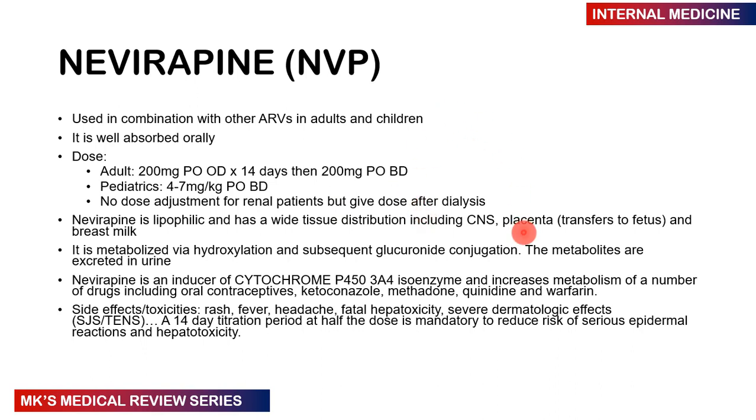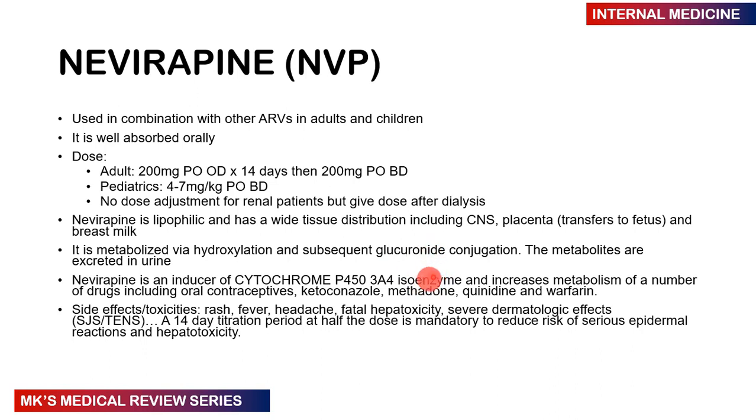Now remember that it is lipophilic and has a wide tissue distribution, so it can enter into the CNS. It can cross the placenta and go to the fetus. It can also cross into breast milk. Most of it is metabolized by hydroxylation and subsequent glucuronide conjugation. Then, of course, the metabolites are excreted in urine. Now one important thing is that this is an inducer of cytochrome P450 3A4 isoenzyme, which is, I presume, found in the GIT, if I'm not mistaken.